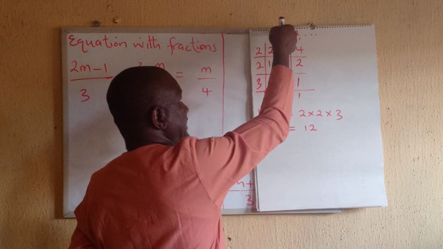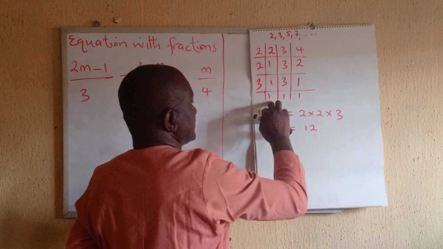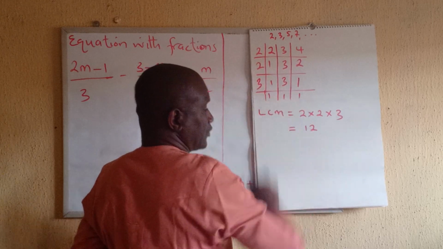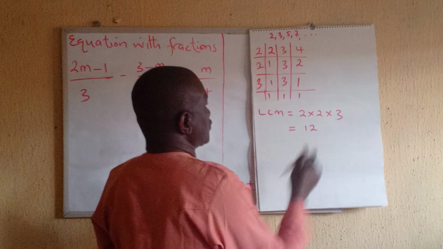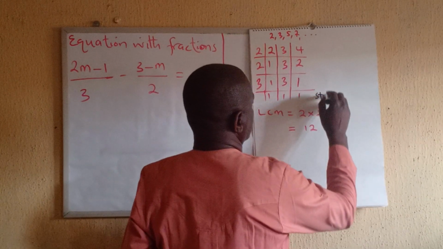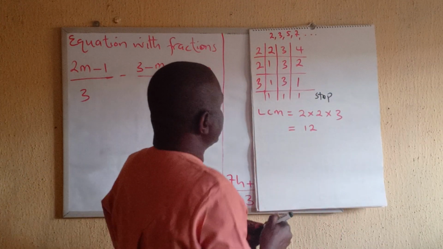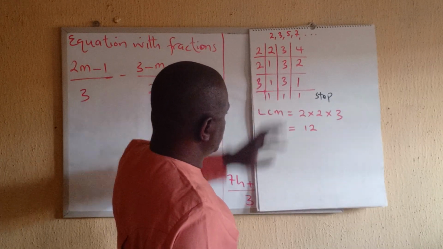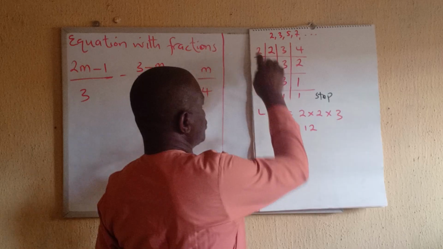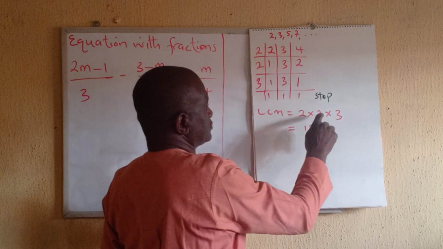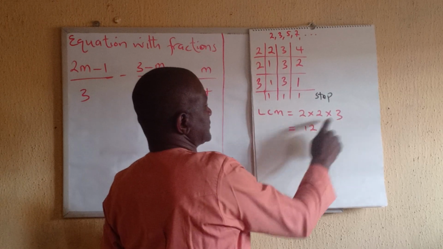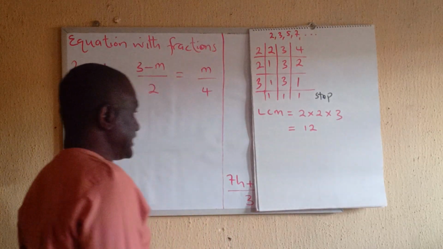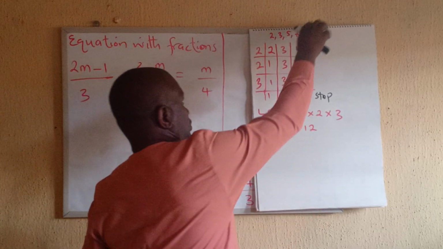So from 2, you move to the next prime, which is 3. 3 into 3, 1. 3 into 1, 1. So when you have 1, 1 all through, that's when you have to stop. That means for the LCM, you multiply the prime numbers that you used to divide. So this is 2 times 2 times 3, which will give you 12. 2 times 2 is 4, 4 times 3 is 12. So the LCM is 12.